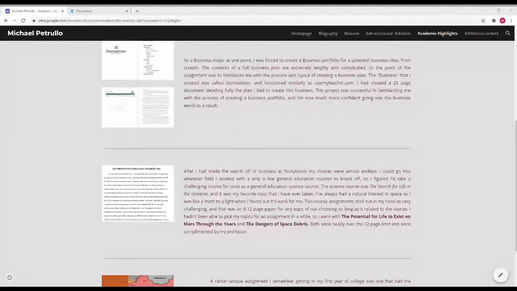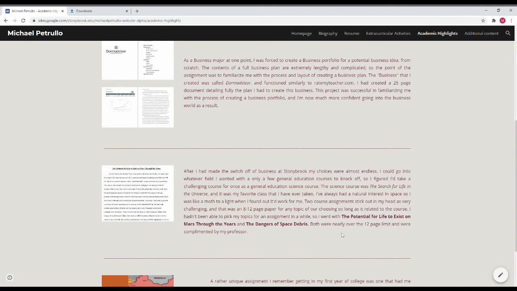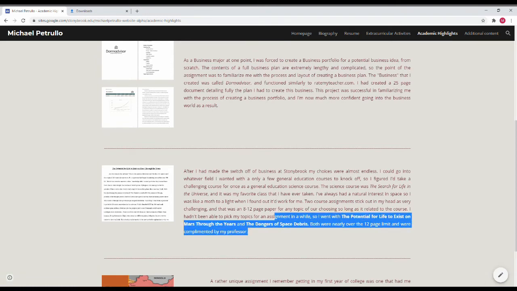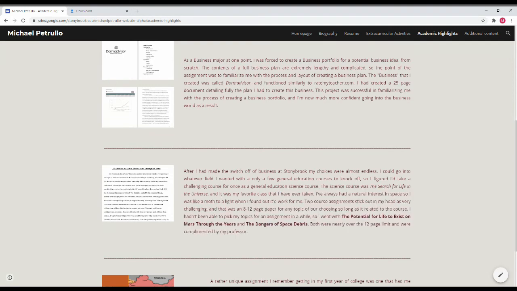I originally had a class that I took called The Search for Life in the Universe, and this is a super off-the-beaten-path course. It's not something that you would normally throw your work into the limelight to show off to a potential business employer. These are papers about the potential for life to exist on Mars throughout the years and the dangers of space debris. Not exactly something a potential investor would be looking for.